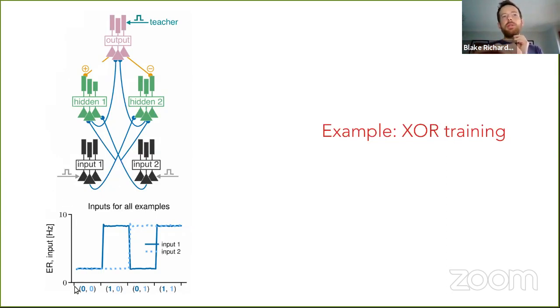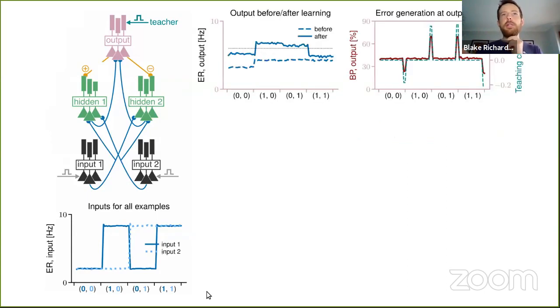And then what we do is we inject current into these input neuron ensembles here to activate either input one by itself or input two by itself or both of them together, etc. And so we get 0, 0, 1, 0, 0, 1, 1, 1 for a sort of standard Boolean function. And then we provide a teaching signal where we just increase the input to the apical dendrites of these neurons when we want this output neuron to be active, and we decrease the apical inputs to these neurons when we want them to be silent.